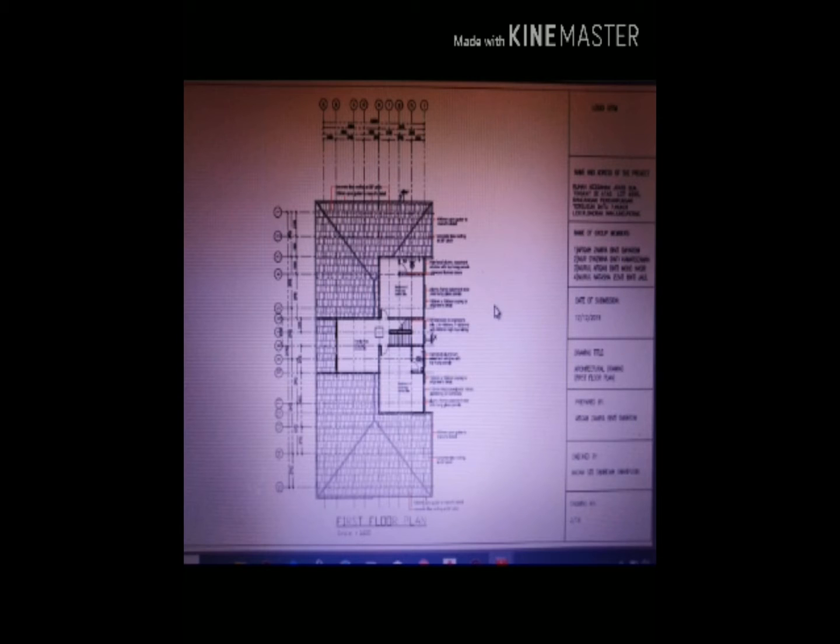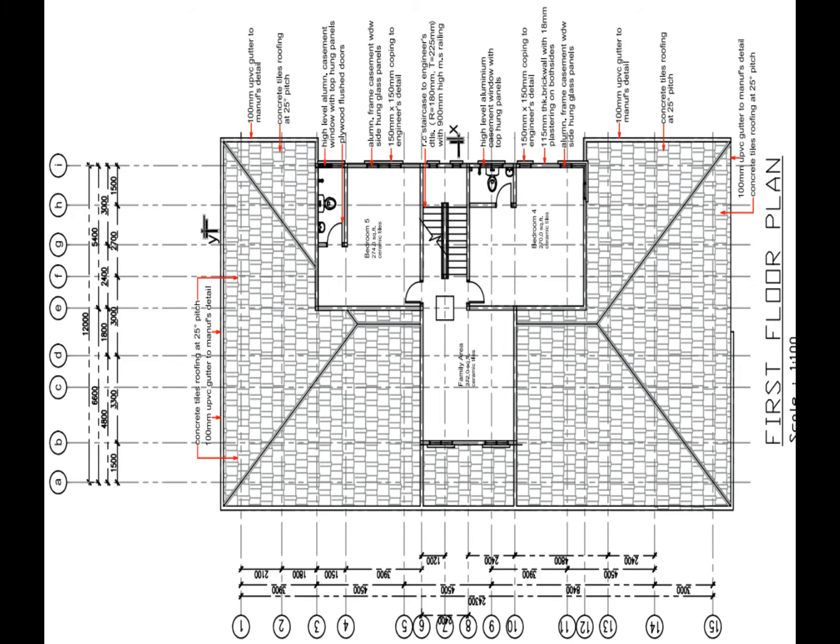Okay, first, this is a first floor plan, which is under architecture drawing. In this first floor plan, we have bedroom 5, bedroom 4, and family area. In bedroom 5, we have a toilet, and the window that we use for the toilet is a high level aluminium casement window with top hung panels. And then the material for the door at the toilet is plywood flush door.